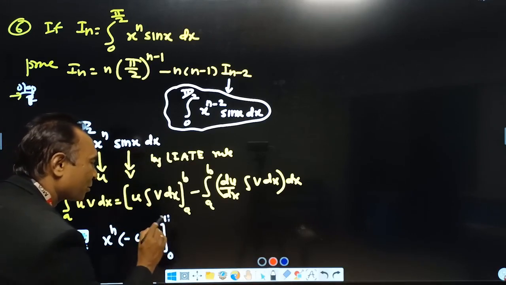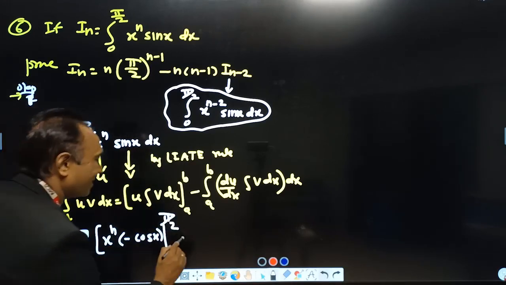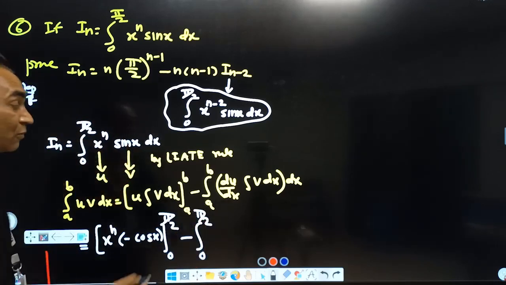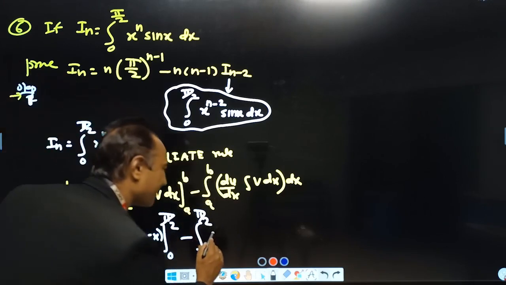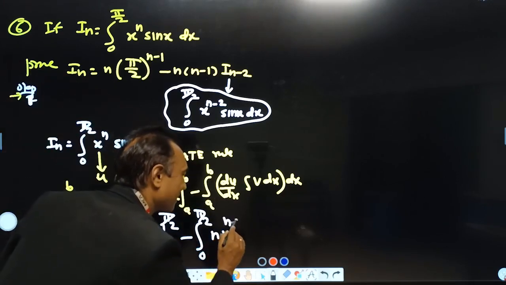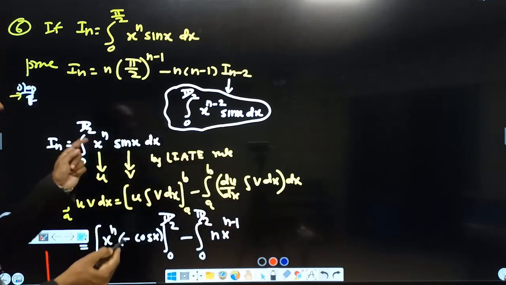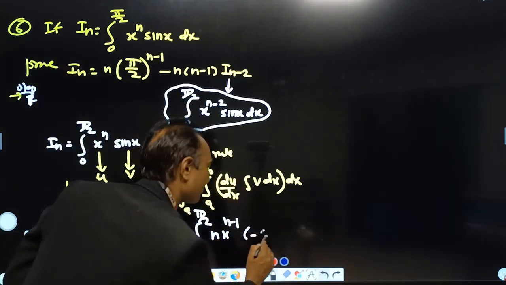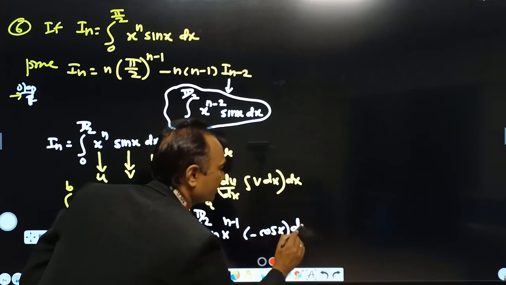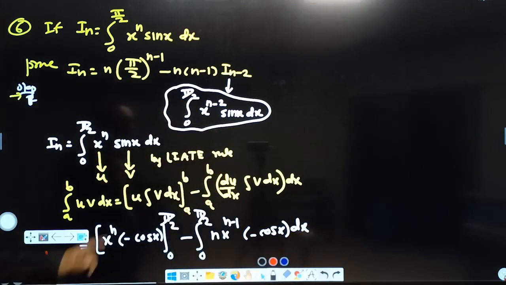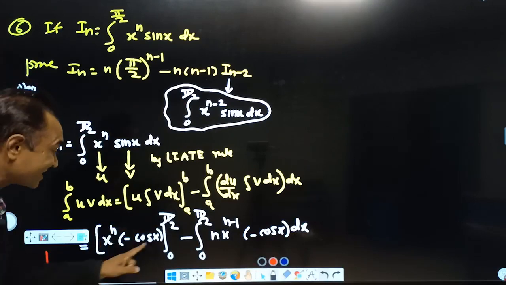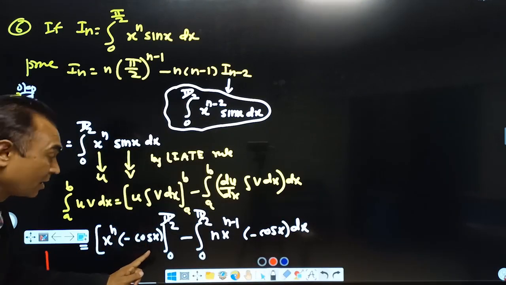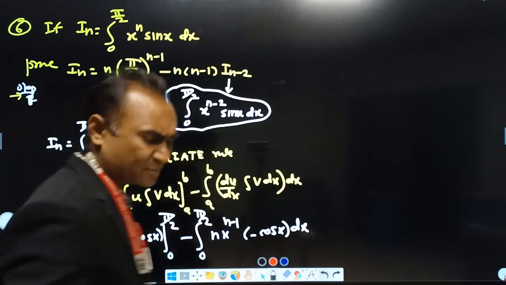Range 0 to pi by 2, minus range 0 to pi by 2. What is the derivative of u? The derivative of x raised to n is n times x raised to n minus 1: power comes in front, and the power reduces by one. What is the integration of v? The integration of sine is minus cos, with respect to x. We put the respective values. It is very simple. Now x replaced by the upper limit: pi by 2 raised to n, times minus cos pi by 2, minus x replaced by the lower limit.